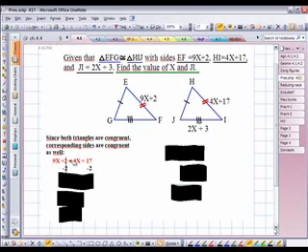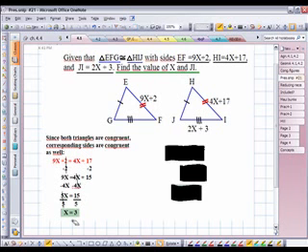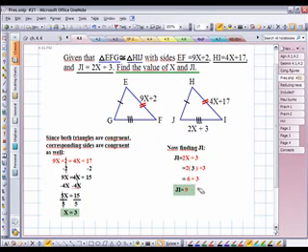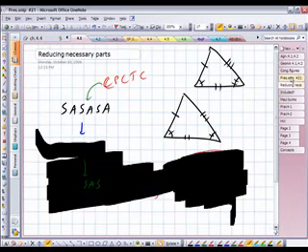So therefore, 9x plus 2 is 4x plus 17. Subtract 2 from both sides. We get down to here, subtract 4x from both sides, divide by 5, so x is 3. We can take the 3 and plug it in for JI. So we have 2 times 3 plus 3. It ends up being JI is 9. So what we have here is all these corresponding sides being congruent leads to congruent figures.